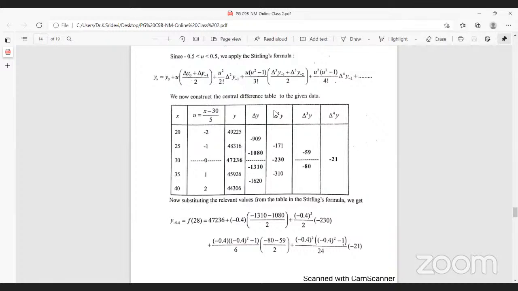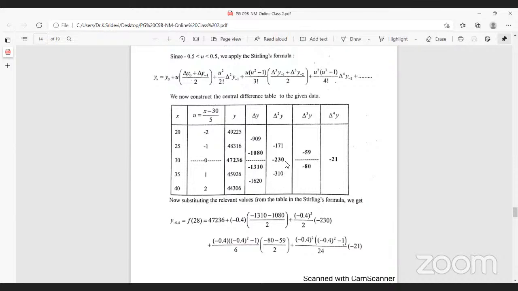Now, you take another order of forward differences, that is delta square y. The difference between these two values is minus 171. And similarly, this value minus this value gives minus 230. And this value minus this value gives minus 310.